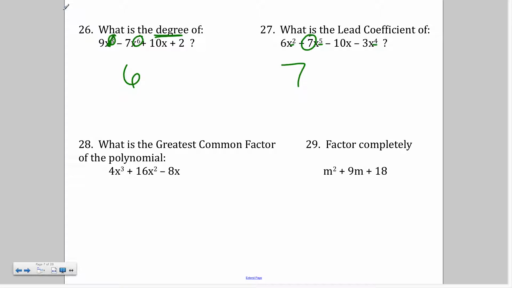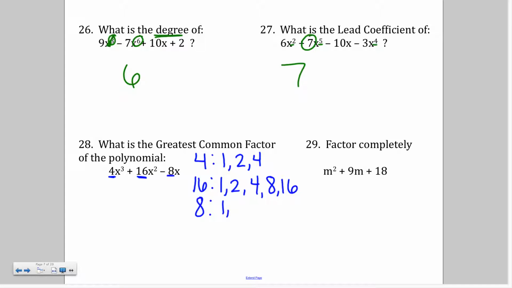let's see. The factors of 4, I've got to give it a minute to show up on my board. Okay, the factors of 4 are 1, 2, and 4. 16: 1, 2, 4, 8, and 16. And then 8, we have 1, 2, 4, and 8. All right, so now we need to find the biggest number that they all have in common.